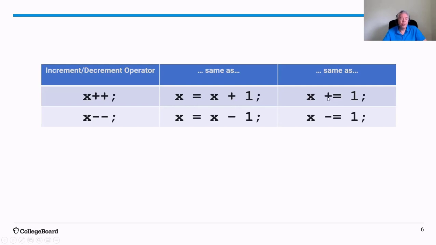We're just adding 1 to it. But again, this is kind of a shortcut. If I'm using a counter that I'm counting up or counting down, X plus plus or X minus minus makes for a very easy way to do that.